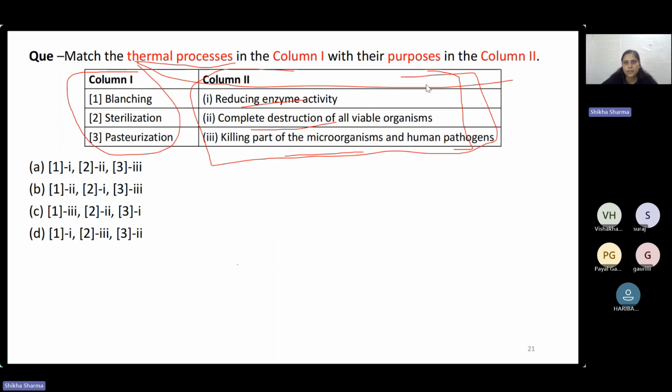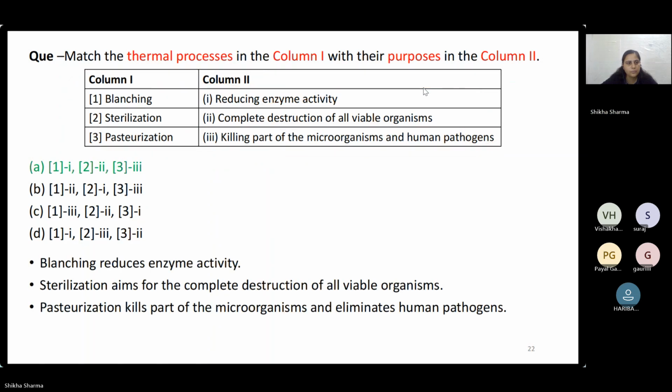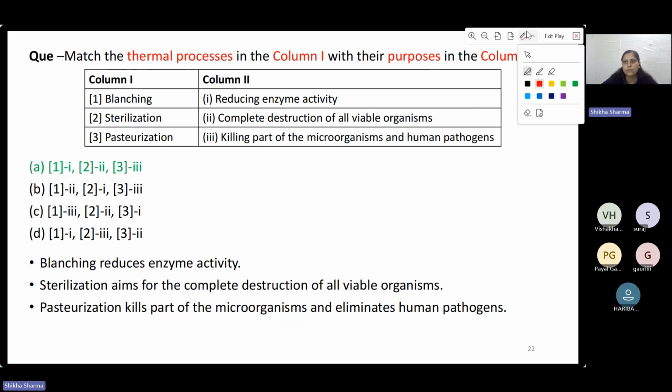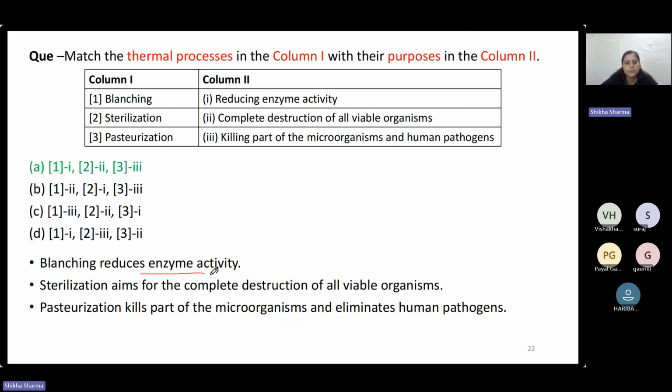Let's see the correct answer. A is the correct answer. C is not the correct answer. Let's understand why C is not the correct answer. So blanching is basically for enzyme activity. We know that blanching is done for enzyme activity, right? Then we know that pasteurization kills part of the microorganisms and eliminates human pathogens. We already discussed that in the previous question.